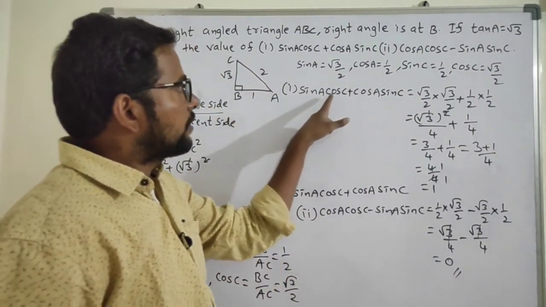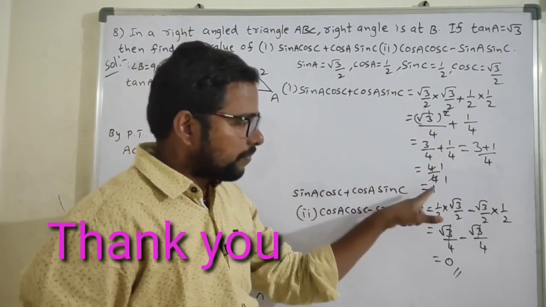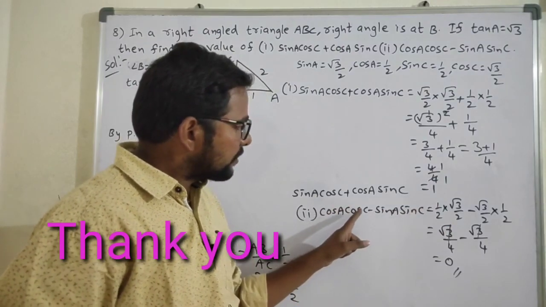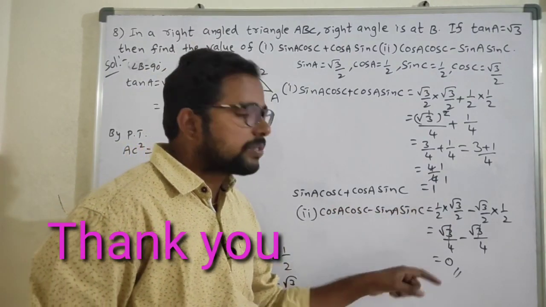First one, sin A cos C plus cos A sin C is equal to 1, and cos A cos C minus sin A sin C is equal to 0.